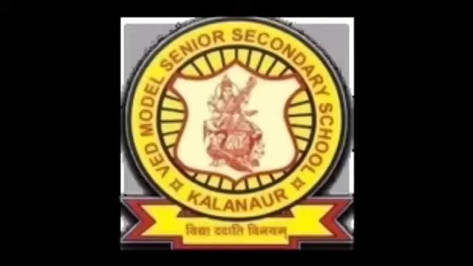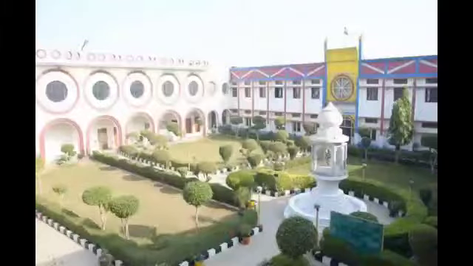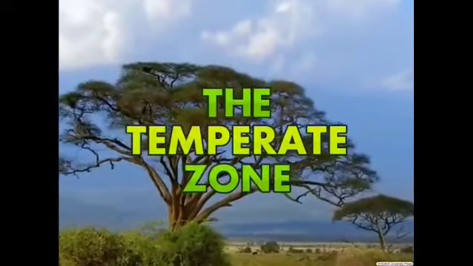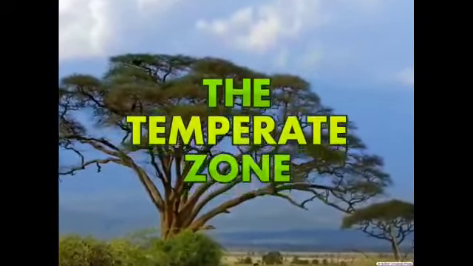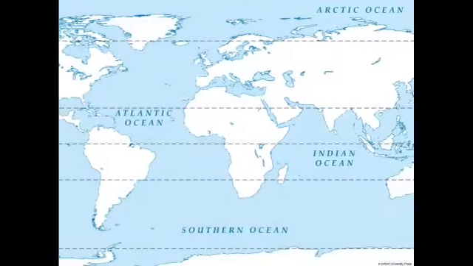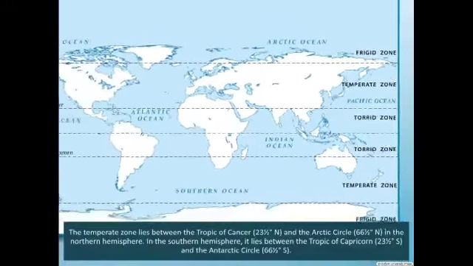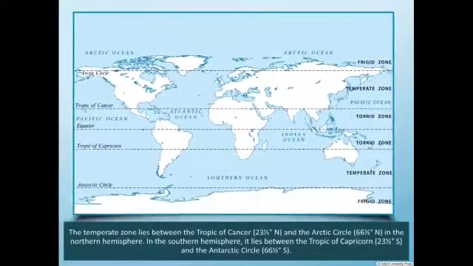Good morning students. As you know, the earth is divided into three heat zones. We have done the torrid zone, and in this class we will read about the temperate and the frigid zone. The Temperate Zone. Do you know where the Temperate Zone is located? The Temperate Zone lies between the Tropic of Cancer and the Arctic Circle in the Northern Hemisphere.